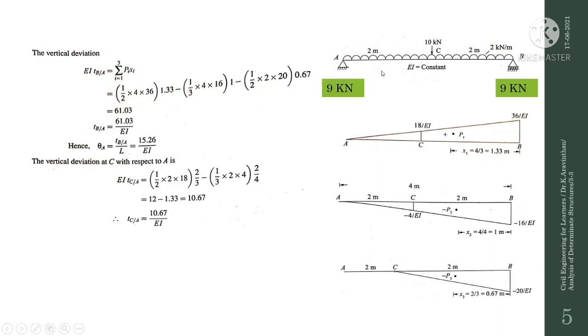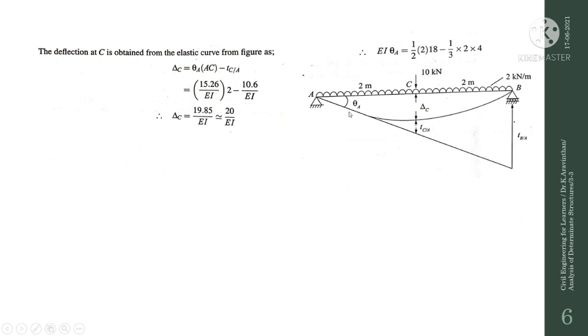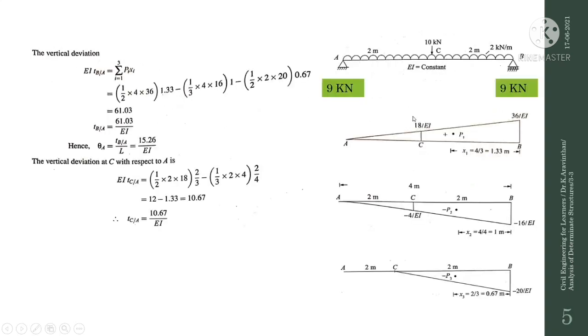Now the procedure will not be changing. You will first find the total deviation. So we will be finding TBA first, and next, at the place where you need the deflection, you have to find the TCA. Then you subtract the total distance minus TCA, and you will be getting delta C. This is the same procedure, and we will be finding the vertical deviation at point B. So this will be TBA.